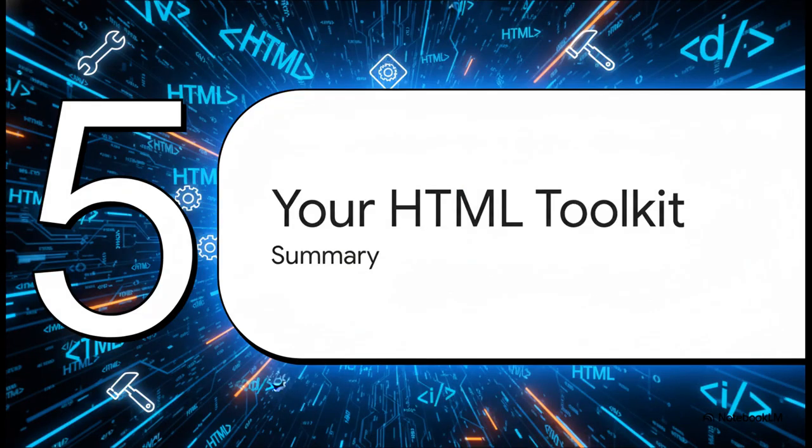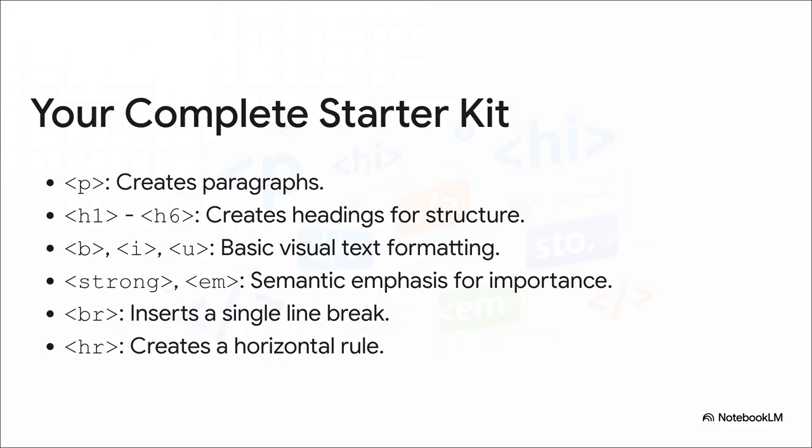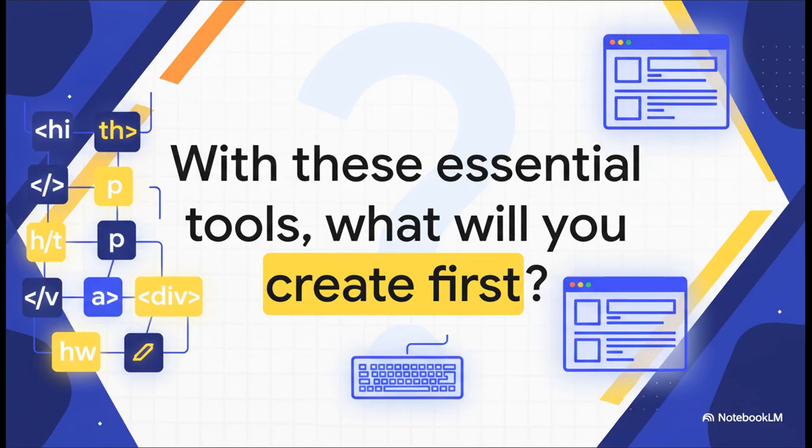And just like that, you've got the essentials down. Let's do a super quick, rapid-fire review of all the tools that are now in your HTML toolkit. So here it is, your complete starter kit. You've got paragraphs, headings for structure, basic emphasis tags, semantic tags for importance, and flow control. With just these tools, you now have the power to structure any text on any web page. You now have the fundamental building blocks to bring words to life on the web.